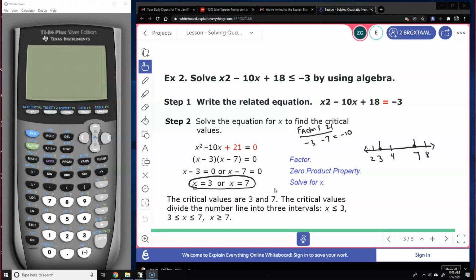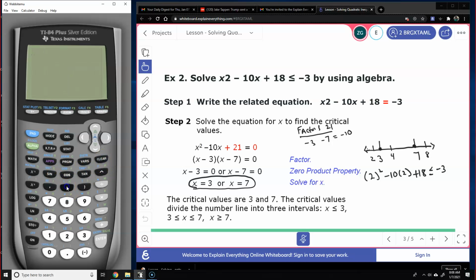So what you're going to do is substitute. So you have 2 squared minus 10 times 2 plus 18, and we're going to check if that's less than or equal to negative 3. We're going to check that. So let's go ahead and use a calculator.